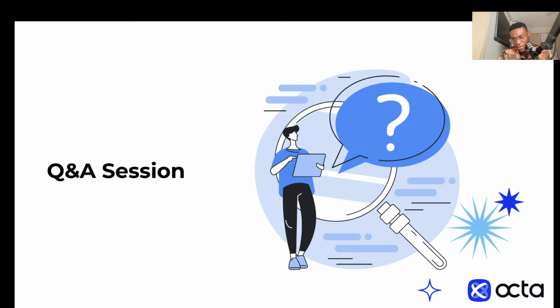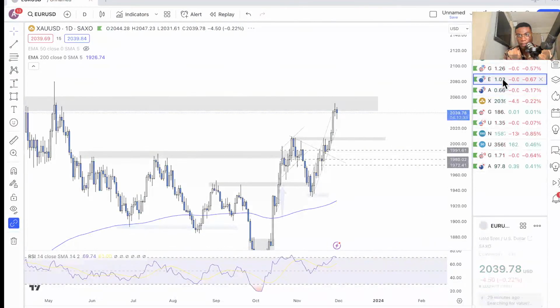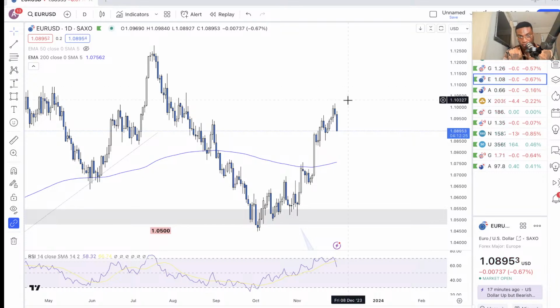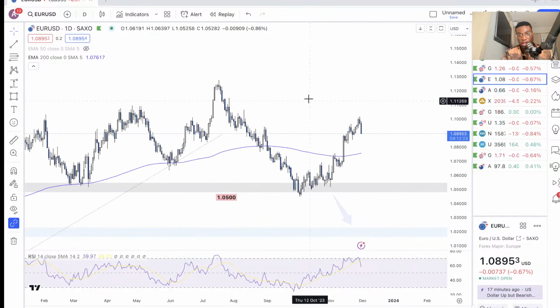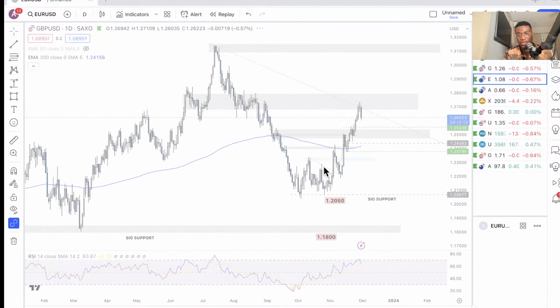EURUSD. Please analyze EURUSD 1 hour time frame. Can you analyze the EURUSD chart? Okay, let's briefly look at EURUSD. If you trade the EURUSD chart, you should pay attention. Okay, it's almost the same as the pound dollar, if you can see.